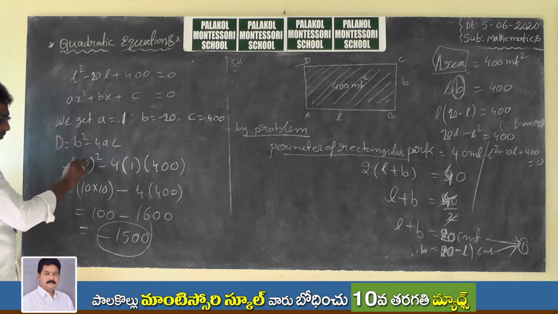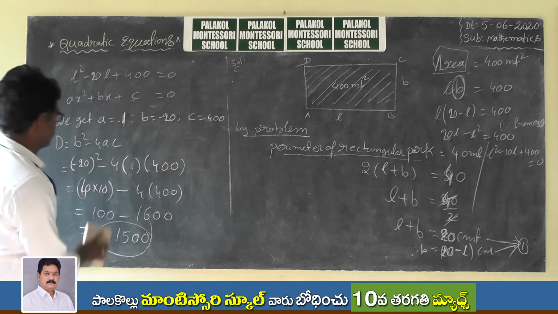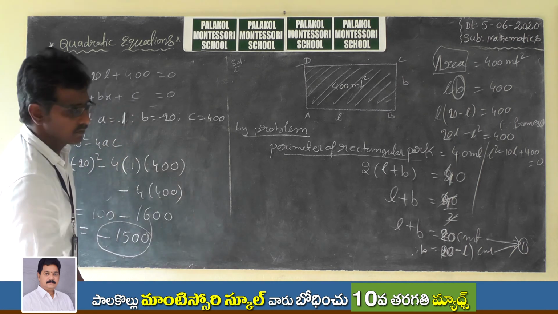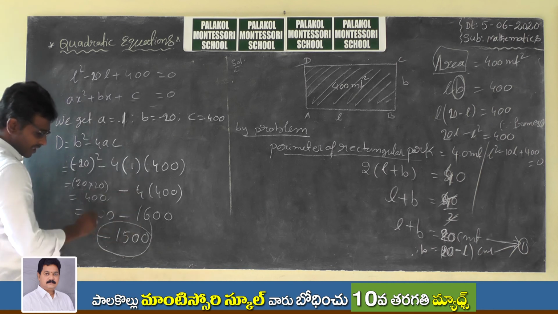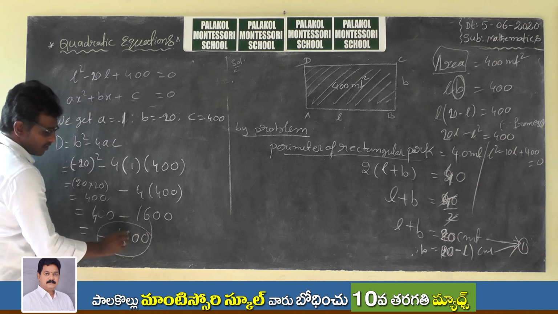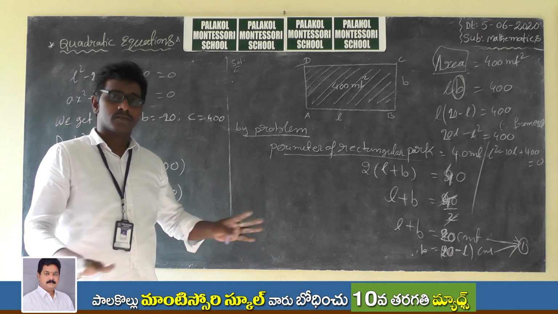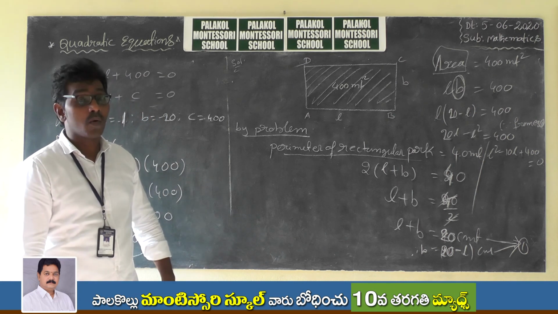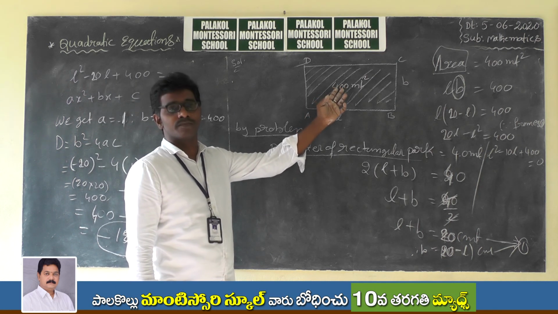So in this place I write minus 20 whole square. Minus 20 whole square means 20 into 20, that is equal to 400. So 400 minus 1600 gives a negative value. This situation also does not form a rectangle. Or how? Just change this one: the 400 meters, you change it.